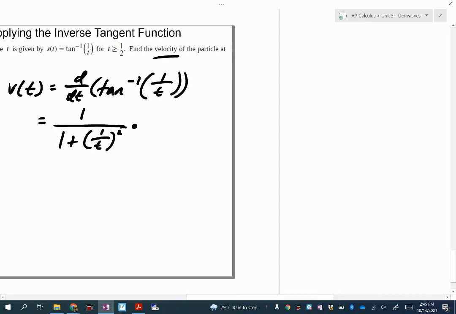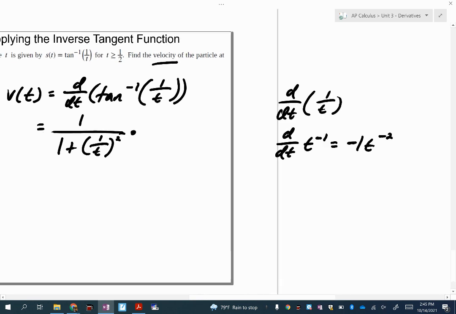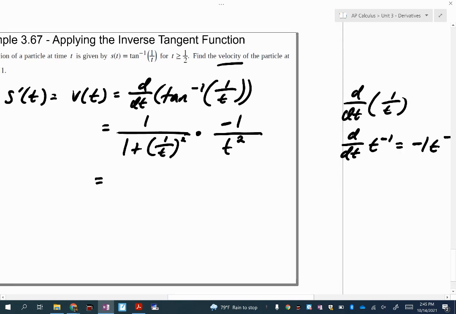I'll do a little work here to the side. The derivative, d dt of 1 over t. I'm going to do the derivative of t to the negative first power, which is negative 1 times t to the negative second power. Or if I rewrite that as negative 1 over t squared. Oh, let me do this first before I distribute. Sorry about that. Let me clean this one up. So 1 plus 1 over t squared times negative 1 over t squared.